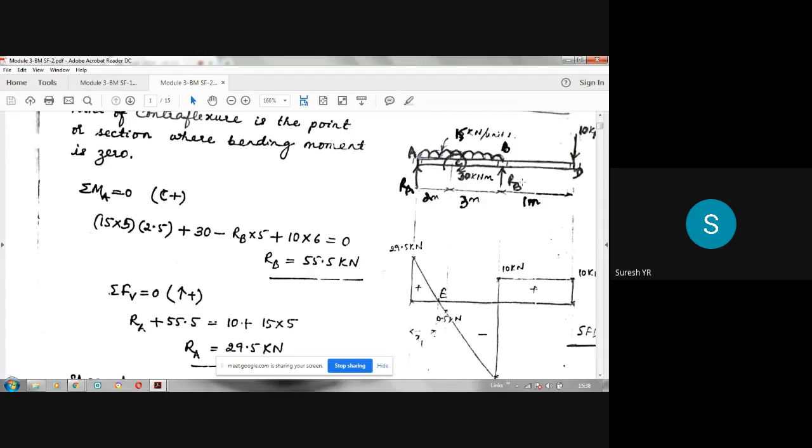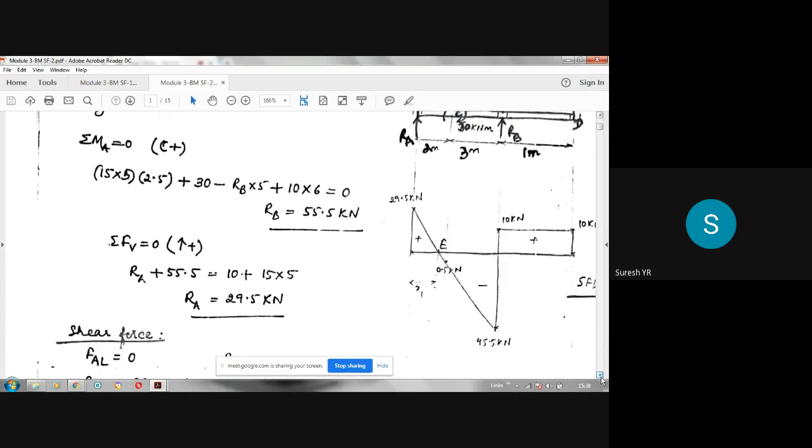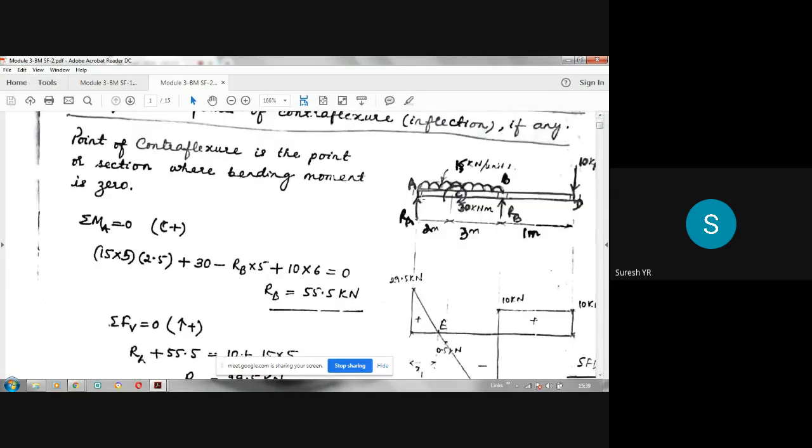So RA plus RB minus 15 into 5, which is the concentrated load acting here, then minus 10. If you simplify that and substitute for RB, you will get RA as 29.5. If you add these two, you should get the total vertical load. So 55.5 plus 29.5 is 85. If you add these two reactions, you should get 85. Definitely you will get 85: 15 into 5, 75, plus 10, 85. This moment you should not take. So these are the reactions.